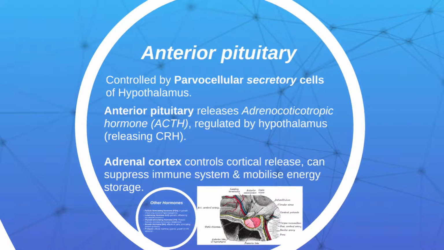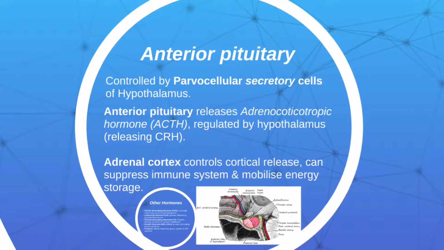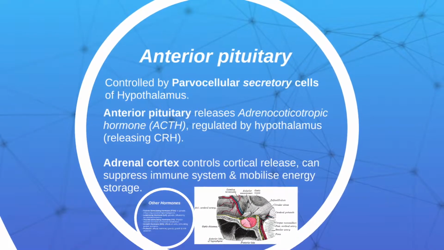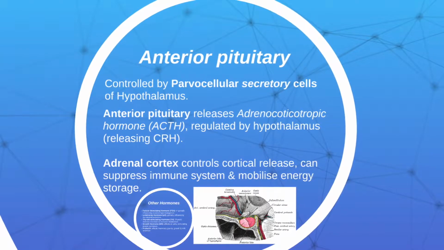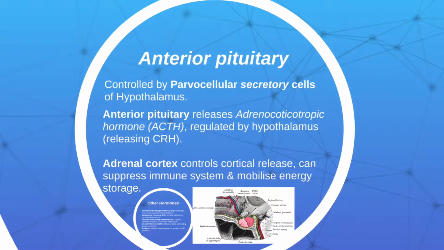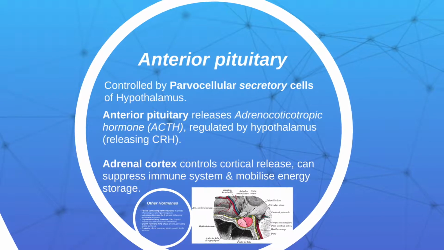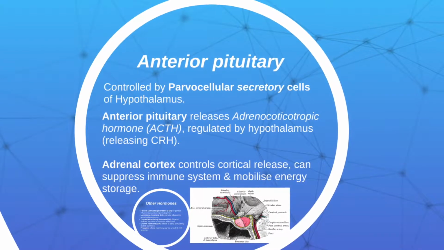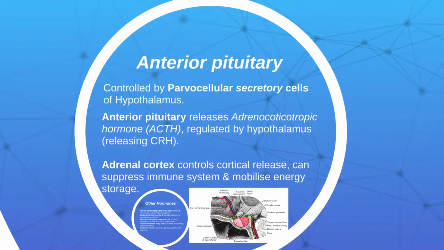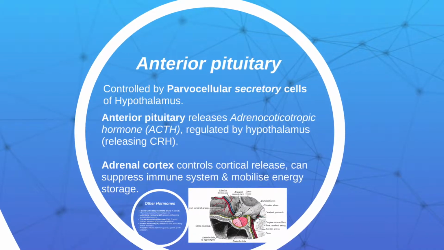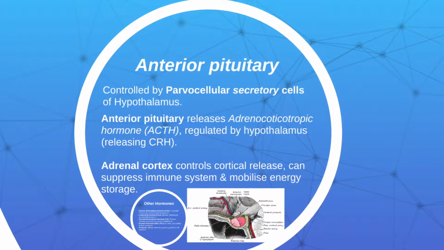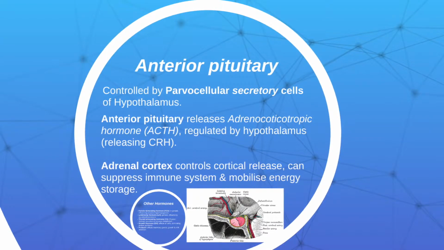The anterior pituitary releases adrenocorticotropic hormone, or ACTH, which is regulated by the hypothalamus, which releases CRH. As a result of this release of ACTH, the adrenal cortex controls cortisol release, and this can suppress the immune system and mobilize energy storage. So in the case of cortisol, it is a stress hormone, and it is used to indicate how much stress there is in the body.